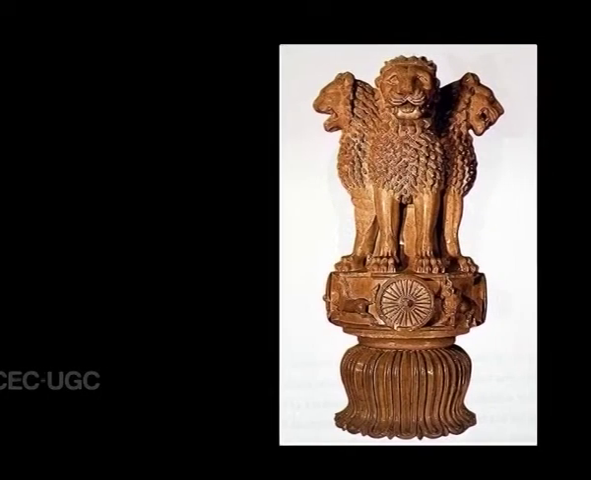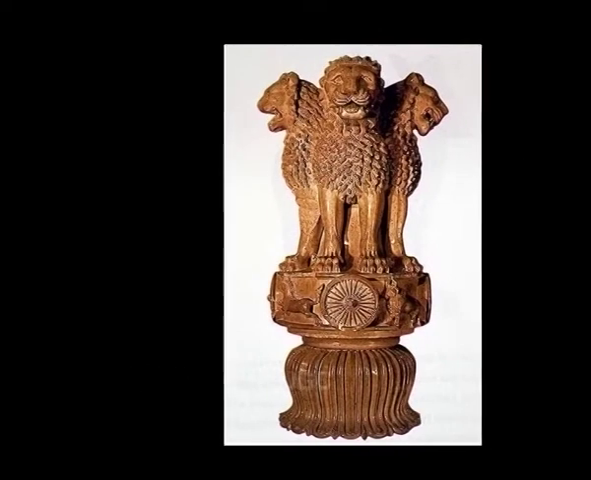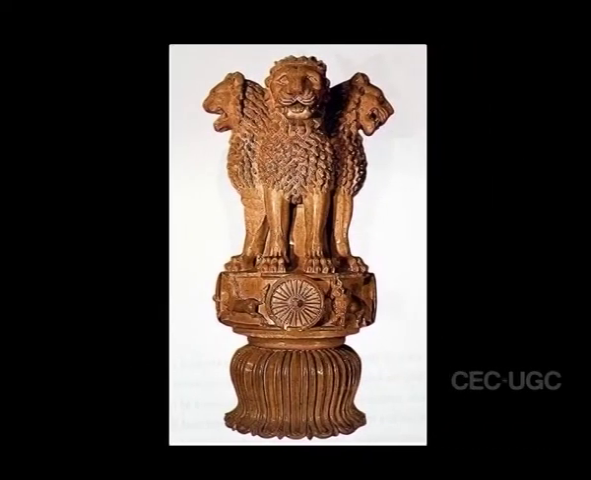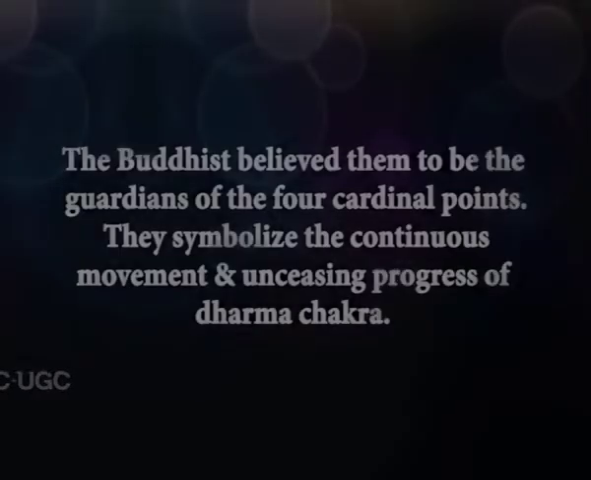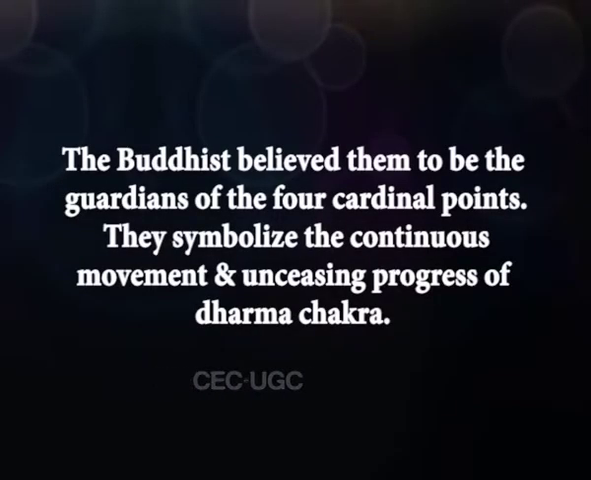At Sarnath, we find for the first time four lions grouped together instead of a single figure. On the round abacus above, there are high relief carvings of a lion, a galloping horse, an elephant, and a bull, separated from each other by a wheel. The Buddhists believe them to be the guardians of the four cardinal points. They symbolize the continuous movement and unceasing progress of Dharma Chakra.